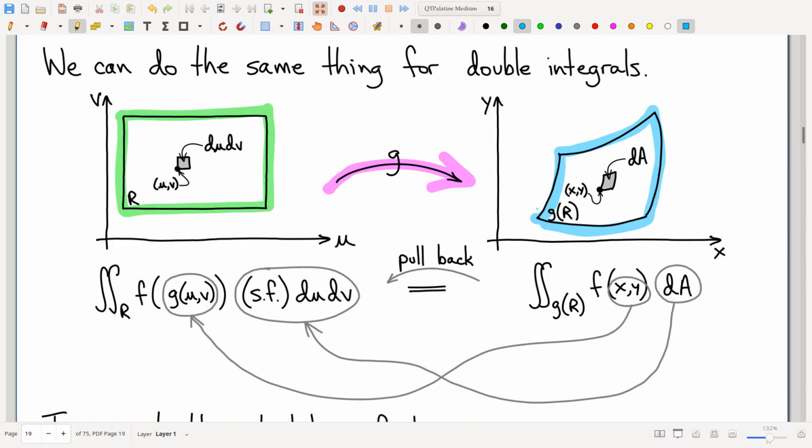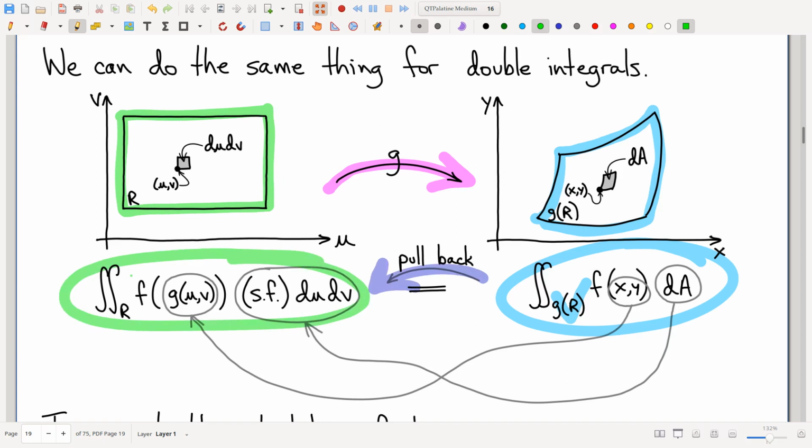So let's now think about how we could continue. Well, the idea is that if I have an integral here defined on that weird domain, I can ask, how would that pull back? What would be the corresponding integral over here in the original domain?